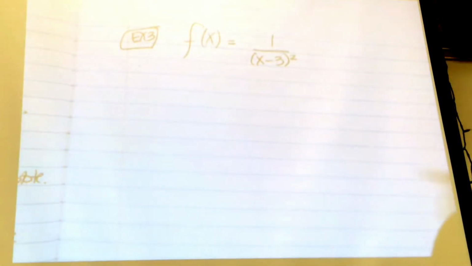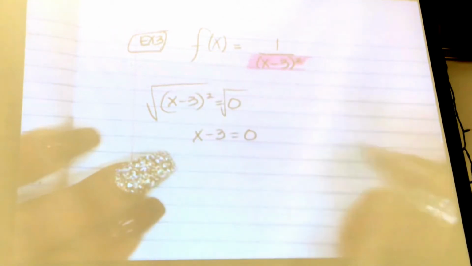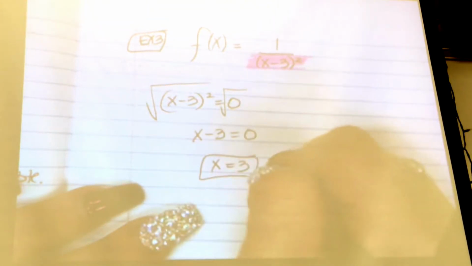Example 3. Let's say I have f of x is equal to 1 over x minus 3 squared. Again, my first step is to set my denominator equal to 0. So here's my denominator. X minus 3 quantity squared equals 0. So I'm going to take the square root of both sides. That's x minus 3 equals 0, because the square root of 0 is 0. So x equals 3 is my vertical asymptote.